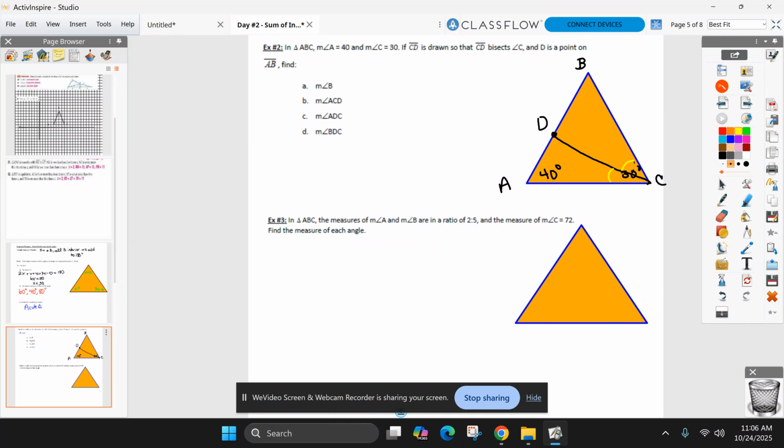Okay, I don't want to put hash marks over here because that's not getting bisected, just the angle. Everyone good on that? Put me arc marks there. All right, let's do this. 180 degrees in every triangle, 180 degrees.